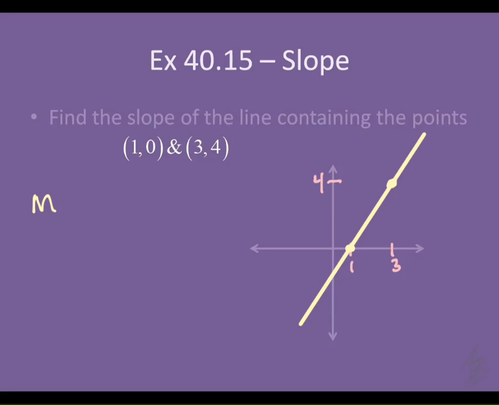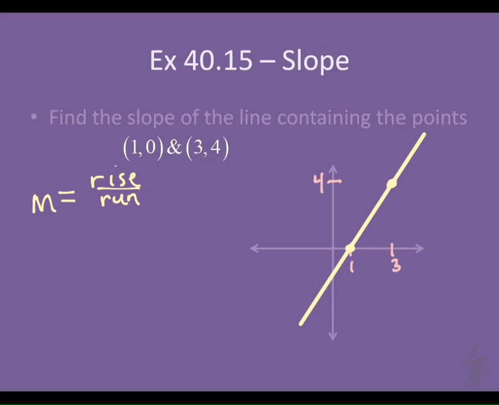First of all, why did I use the letter M? M stands for slope. Seems kind of weird, but in the math world, we use the letter M to represent slope. So the slope is rise over run. Now let's talk about what we mean by these terms real quick.